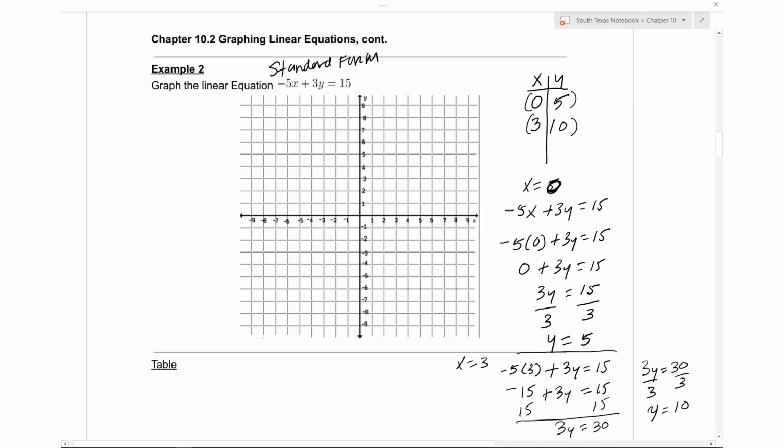So we're going to go ahead and start at the origin. Once again, this is quadrant 1, quadrant 2, quadrant 3, quadrant 4. This is the origin. We're going to start at the origin and go up 5. So there's our point. And the next point is (3, 10). So we start at the origin, go to the right 3, and then go up 10 units.